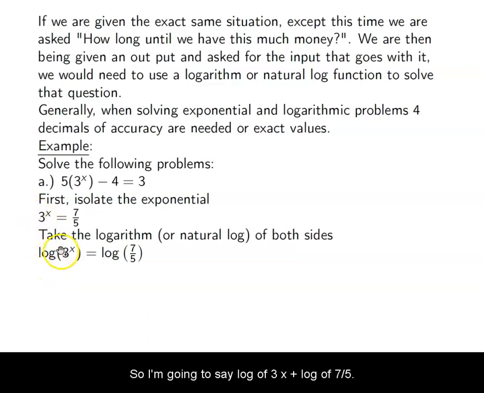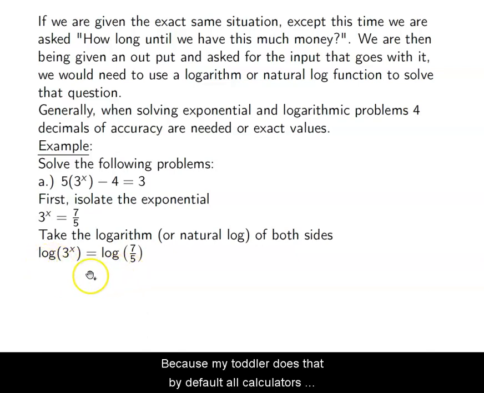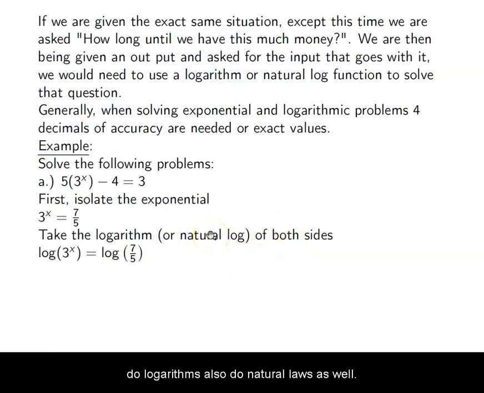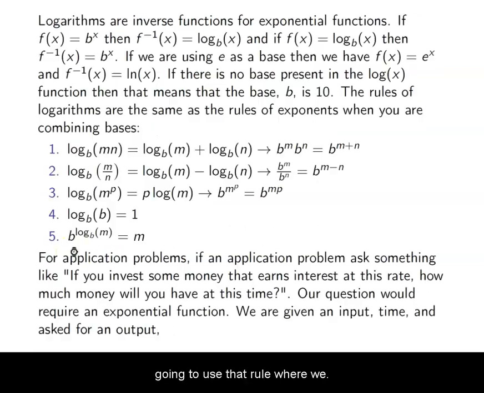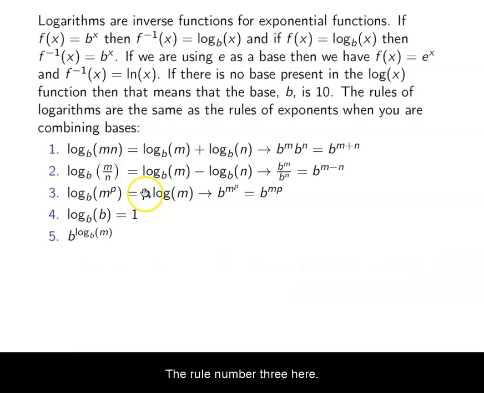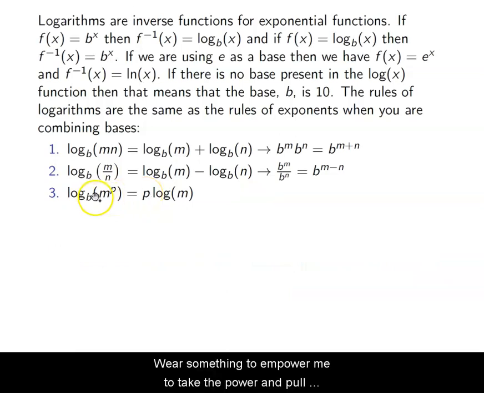So I'm going to say log of 3^x and log of 7/5. Here I'm using base 10 because my calculator does that by default. All calculators that do logarithms do base 10 by default, so that's what we're going to use. Or I can use natural log because all calculators that do logarithms also do natural logs. So I'm going to just apply the rules. I am not going to separate this one. I'm going to keep this as 7/5. But this one I am going to separate, and I'm going to use rule number 3 here, where something to a power means you take the power and pull it to the outside.